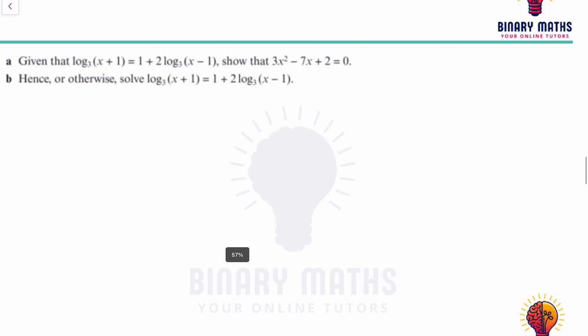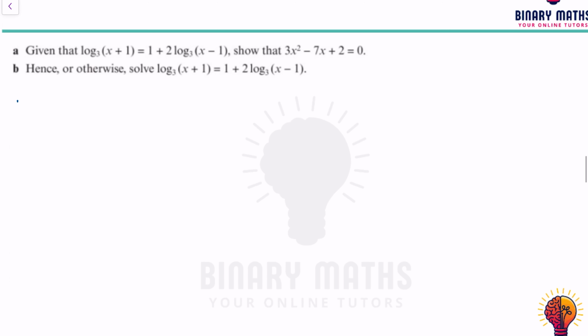Okay, next example. Given that log base 3 of (x plus 1) is equal to 1 plus 2 log base 3 of (x minus 1), show that 3x squared minus 7x plus 2 is equal to 0. So just remember that x plus 1 has to be greater than 0, and x minus 1 has to be greater than 0, which implies x must be greater than minus 1, and x has to be greater than 1, which if you put together, x has to be greater than 1. Okay, so those are the conditions that it has to satisfy.